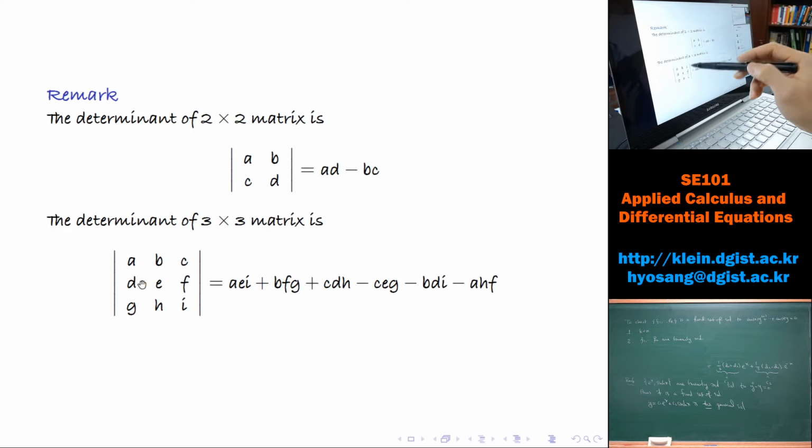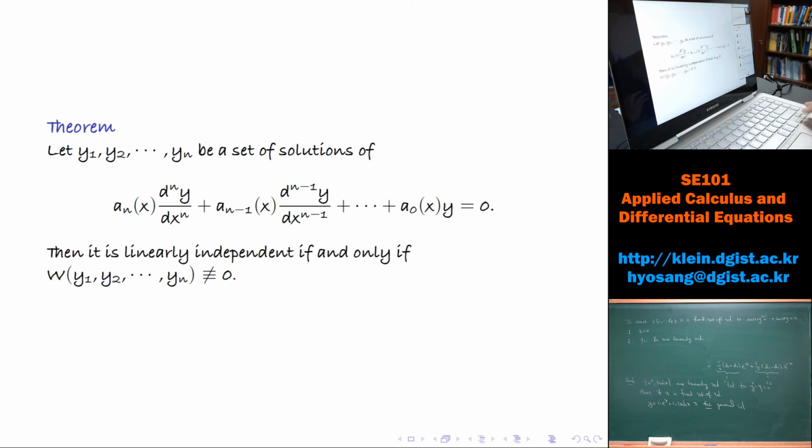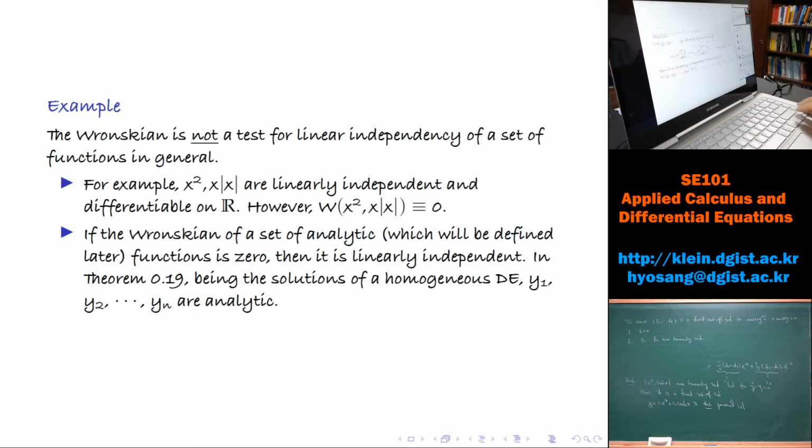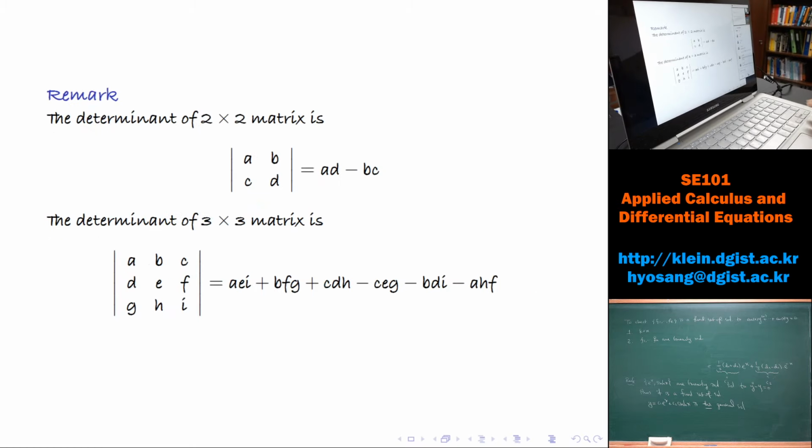I will explain that on the blackboard in a pictorial way. And the terms with a negative sign are obtained by choosing elements in the opposite 45-degree angle: either GEC, BDI, or AHF. That's how we get the determinant of a 3 by 3 matrix. Are there any questions? Here, let me give an example, not in the slide.